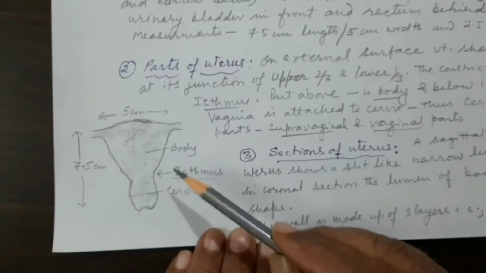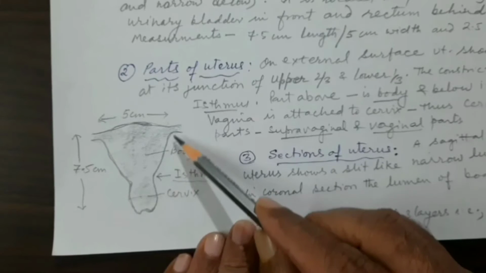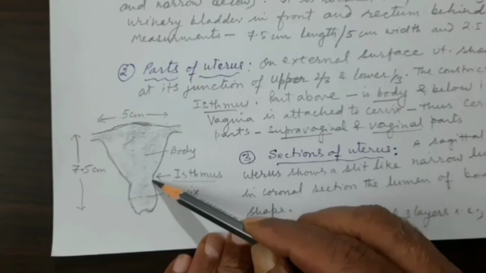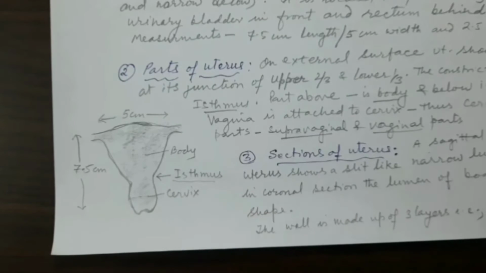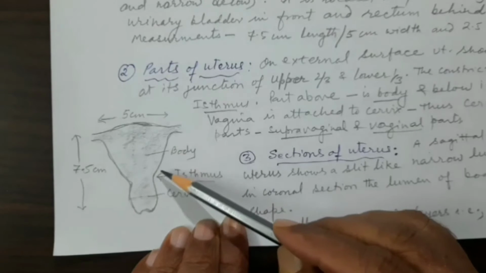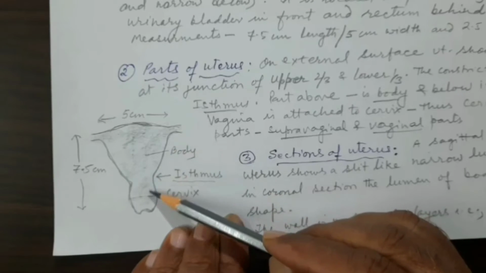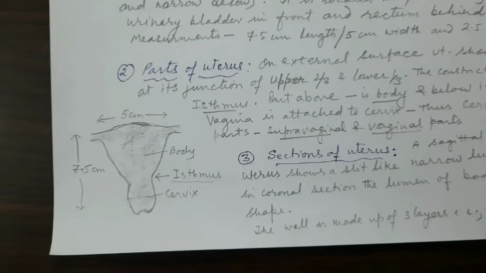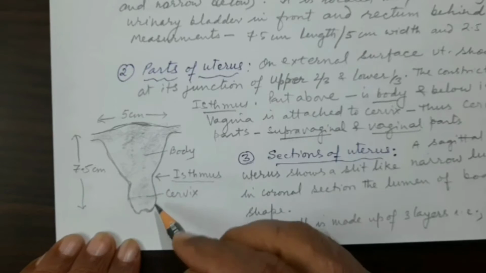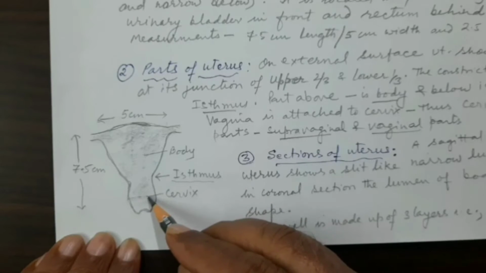Now, the part above this isthmus is the body of the uterus. And below the isthmus, this narrow part is called the cervix. So the uterus is broadly divided into two parts, the upper body and the lower cervix. Now, the vagina is attached to the cervix. Thus, the cervix has two parts. So this is the site for attachment.